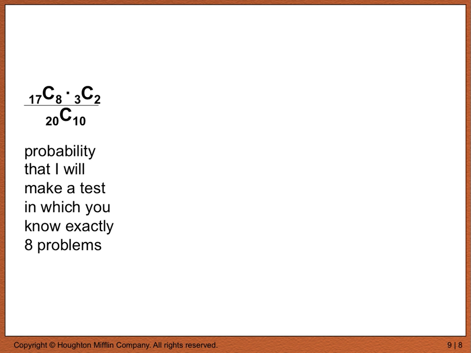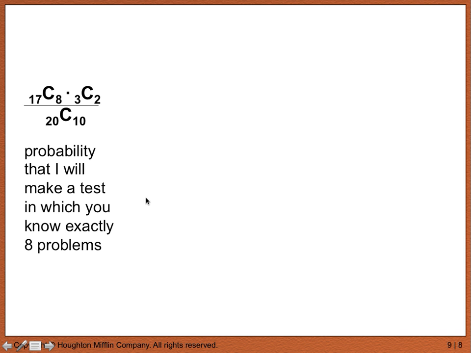Alright, this is what it looks like, the total solution. So this is the part that I walked you through. This is the probability that I will make a test in which you know exactly 8 problems. 17C8 times 3C2 divided by 20C10. 17C8 represents the 8 problems on the test that you do know. The 3C2 represents the 2 problems on the test that you don't know. And the 20C10 represents all the different ways to make the 10-problem test out of 20 possible problems.